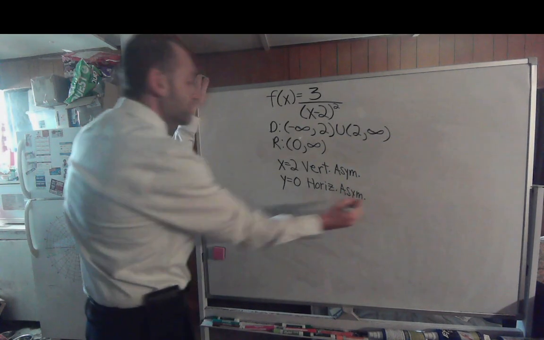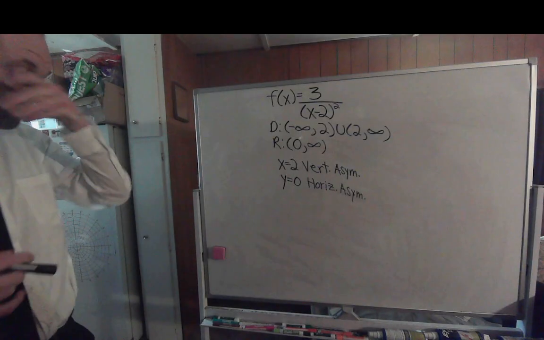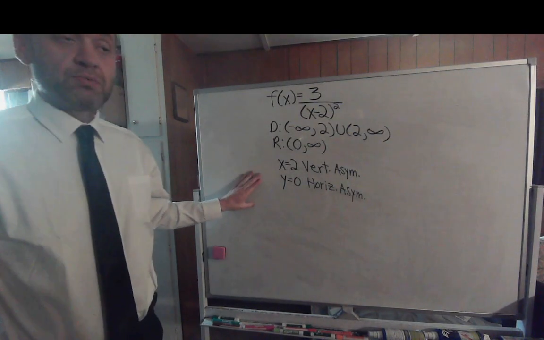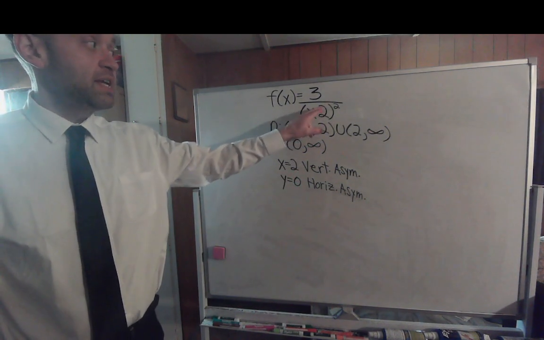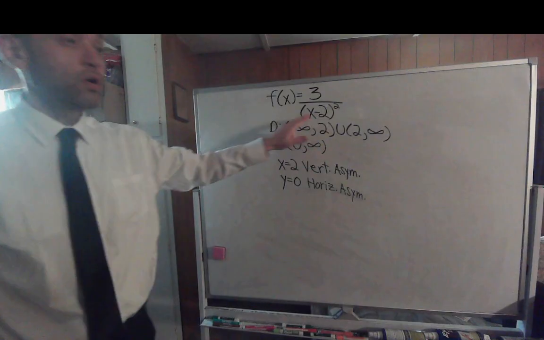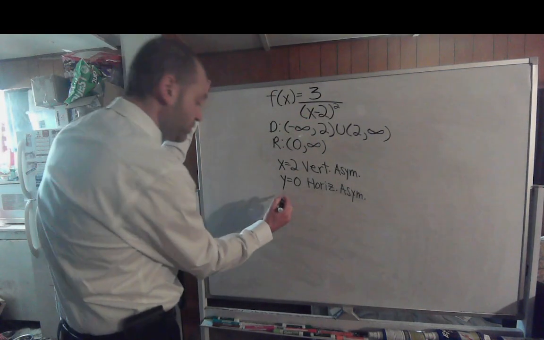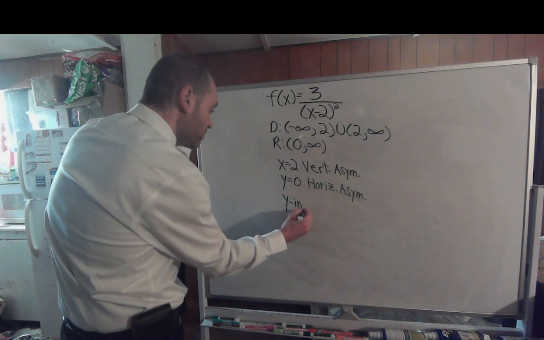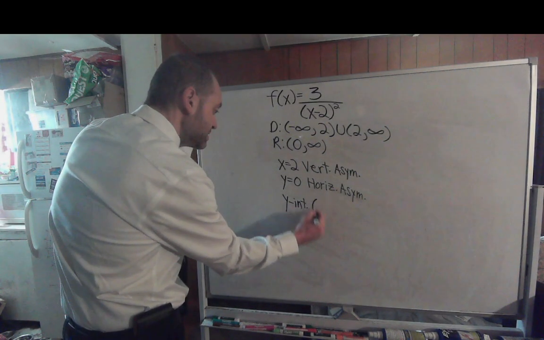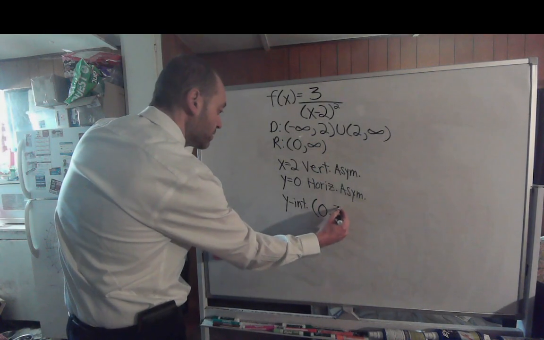Now, what about intercepts? You have a y-intercept when x equals 0. If you put in 0 for x, you would get negative 2 to the second, which would be 4. You get a y value of 3/4. So the y-intercept would occur at the point (0, 3/4).